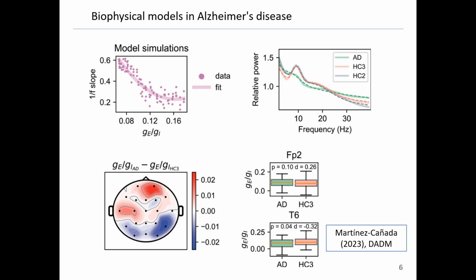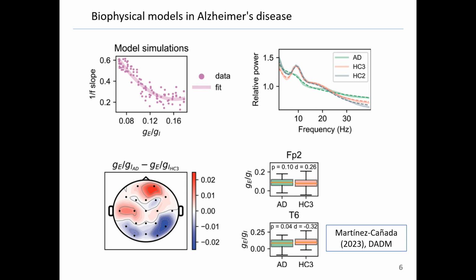We first found that aperiodic 1/f slopes computed from model simulations decrease, which means flatter slopes, with increasing EI ratio. We next analyzed EEG data from an open dataset that includes resting state EEG recordings of healthy individuals across different ages and patients with Alzheimer's. First, we observed a flattening of power spectrum slopes in older individuals compared to the younger group.